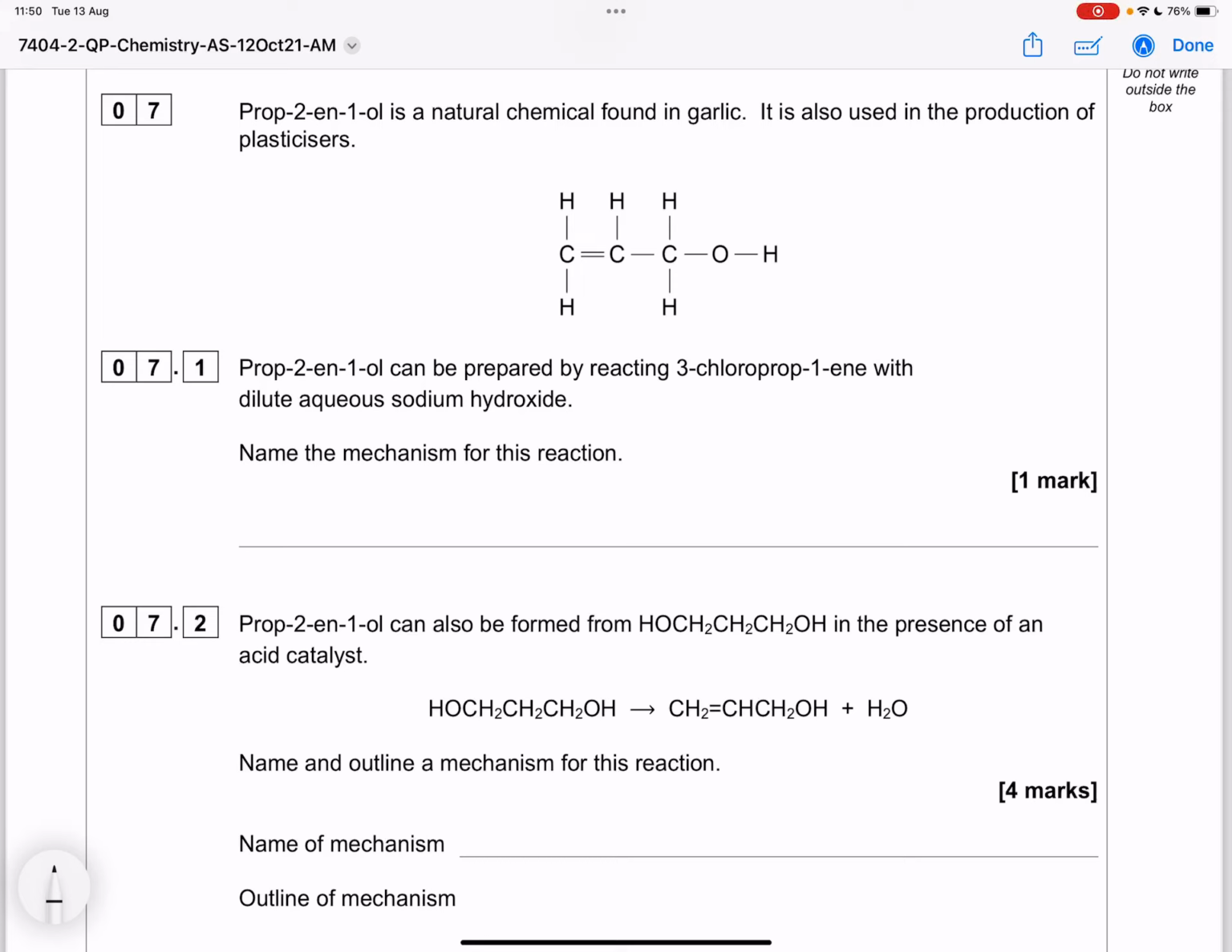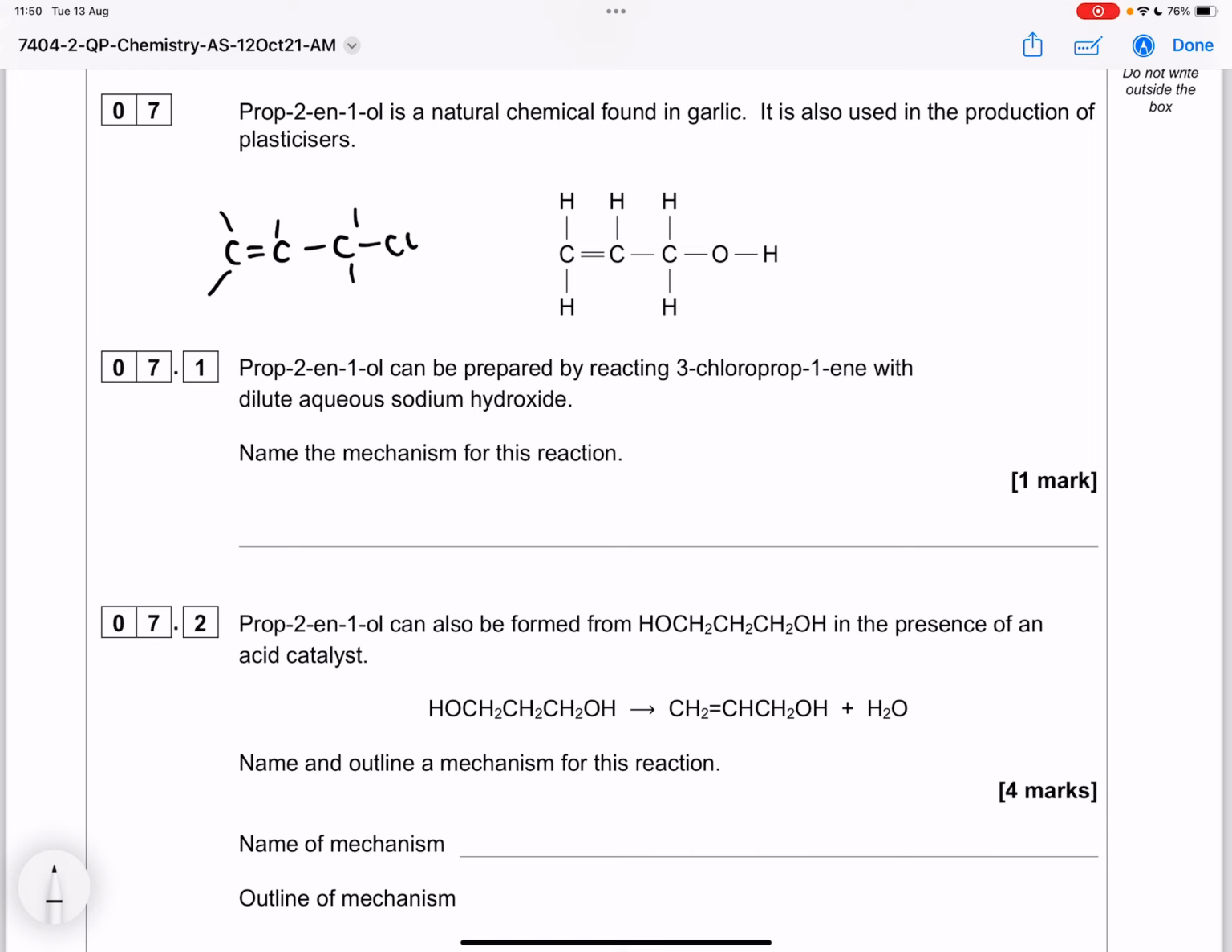Prop-2-ene-1-ol is a natural chemical found in garlic. It is also used in the production of plasticizers. Prop-2-ene-1-ol can be prepared by reacting 3-chloroprop-1-ene. Okay, so this is our structure, and then it says we could make it from 3-chloroprop-1-ene, like that, with dilute aqueous sodium hydroxide.